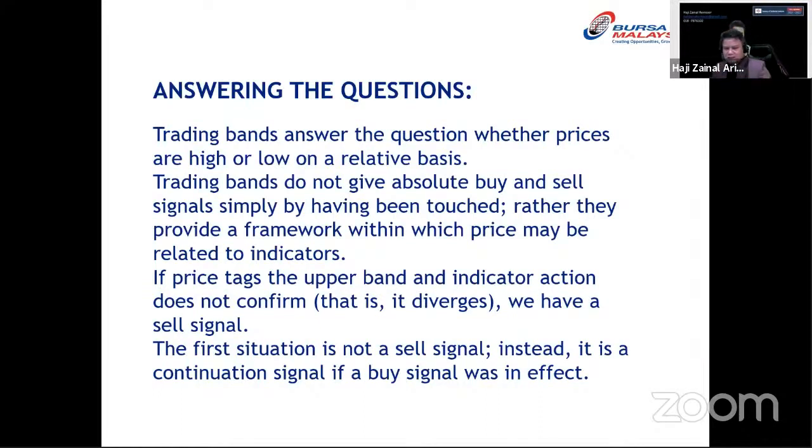Trading bands do not give an absolute buy or sell signal simply by having been touched. Rather, they provide a framework within which price may be related to an indicator. If price tags the upper band, which means it hits the upper band, and the indicator does not confirm, that is a divergence, and we have a sell signal. So it's not that we use the band alone, whether it's the Bollinger Band or the moving average band. We use it with the indicator.